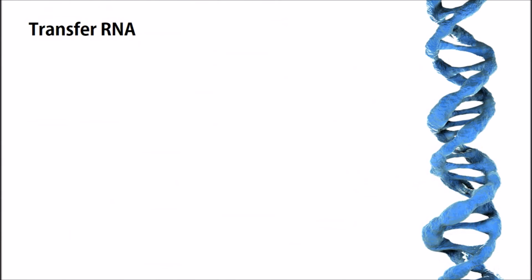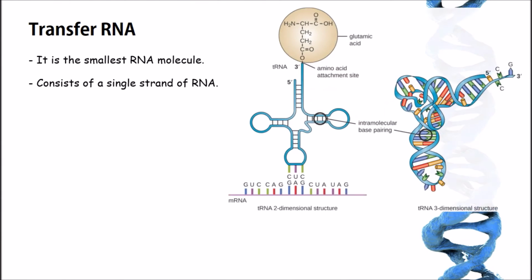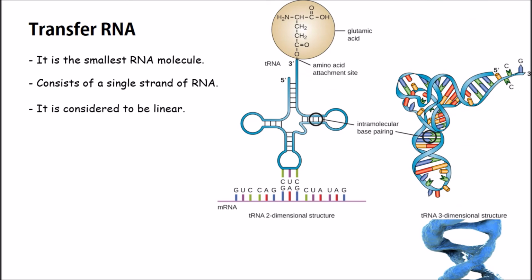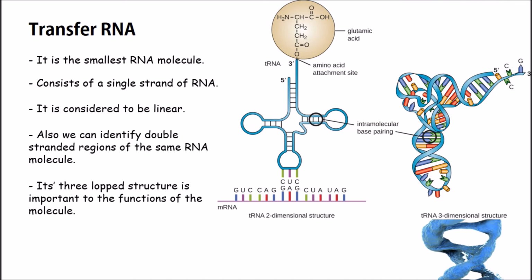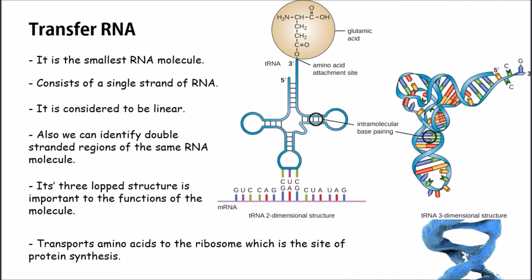Transfer RNA. It is the smallest RNA molecule. It is considered linear because it consists of a single strand of RNA, but complementary segments of this strand bind together to make double-stranded regions. This forms a three-lobed structure important to the function of the molecule. The main function of tRNA is the transportation of amino acids to the ribosome, which is the site of protein synthesis.